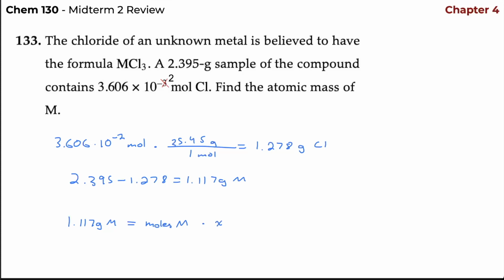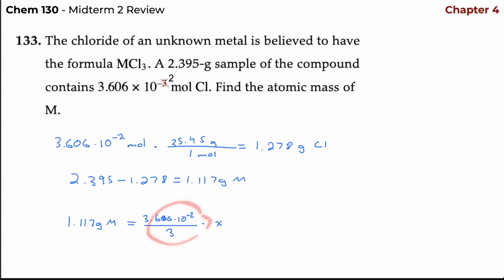So how many moles of M are there? We know that there are 3 Cl's for every 1 M, so we know that there's this many moles of Cl. To find the moles of M, we just divide this by 3. Pretty straightforward. Let me erase this and replace it with 3.606 times 10 to the -2 over 3. So we're taking this and dividing it by 3.